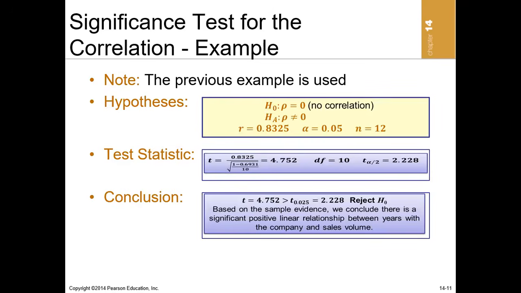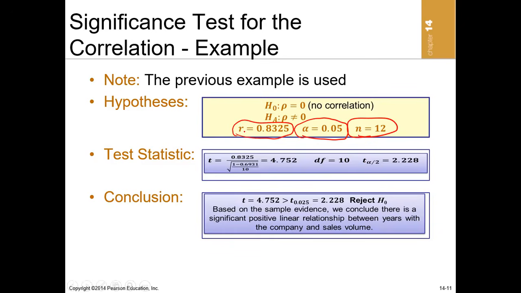So let's look at this example. Let's assume that the correlation coefficient is 0.8325. We are testing at 5% alpha or 95% confidence. Then let's assume that the sample size is 12. So the sample size here is 12, and then the correlation coefficient is this figure.